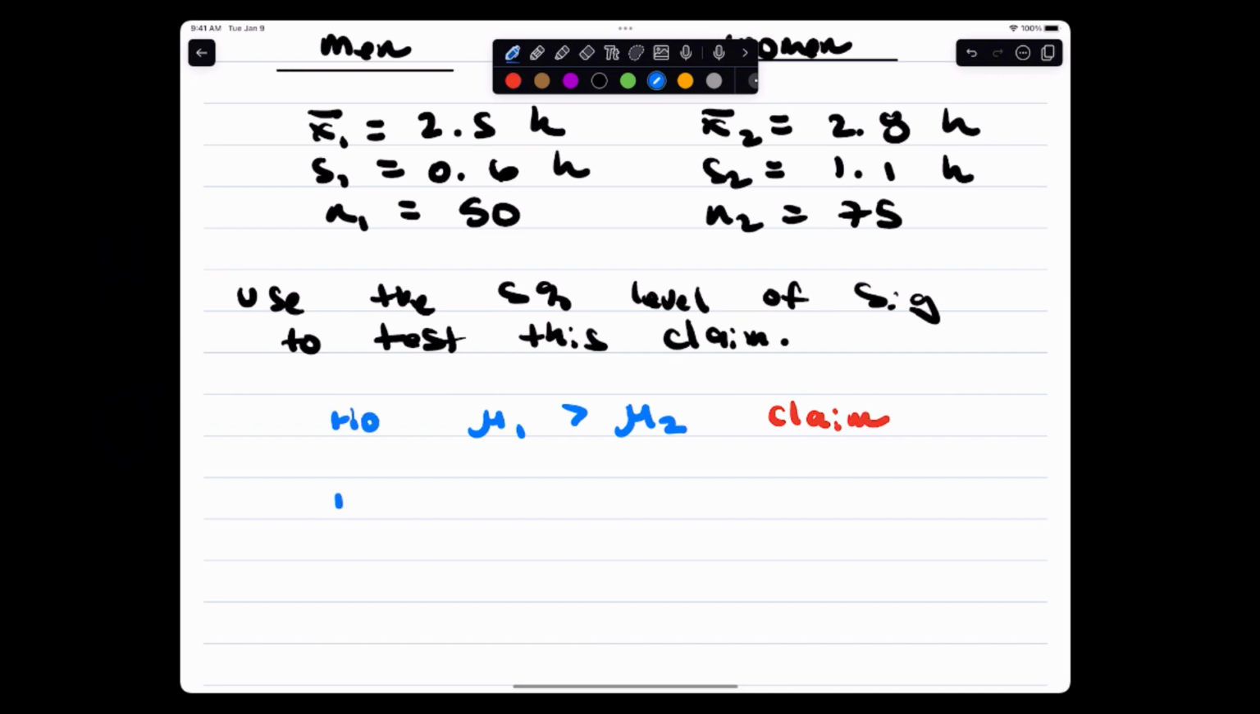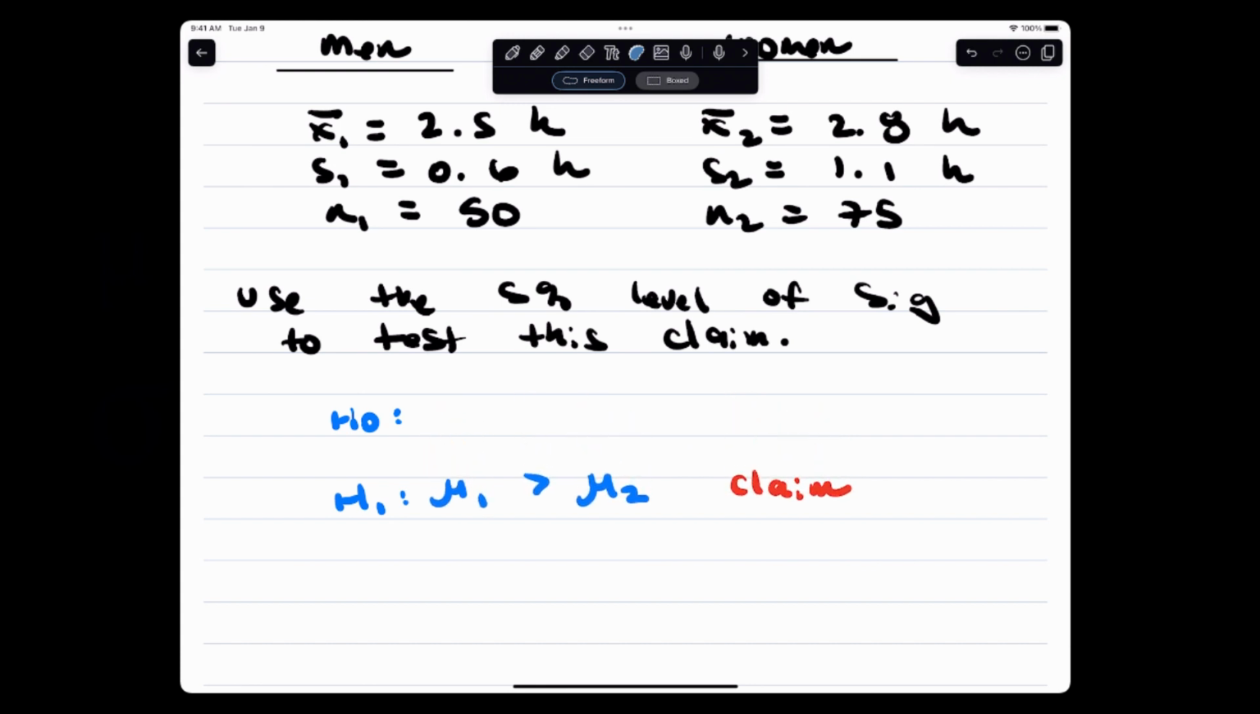Okay, so we're going to set up the hypothesis. And then you guys have to tell me, where do we put this? Is that a null or an alternate? What do you guys do? Where does that go? It's an alternate. Why is it an alternate? There's no equal. Good job. You guys okay with that? Okay, so what's the logical opposite now? Mu1 is less than or equal to what? Mu2. Okay.